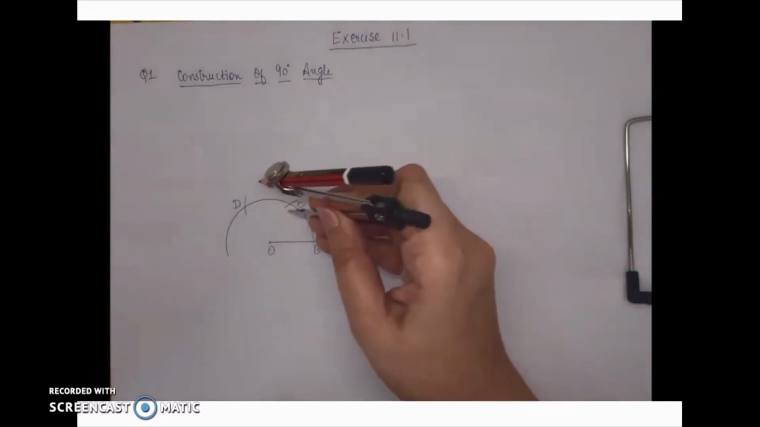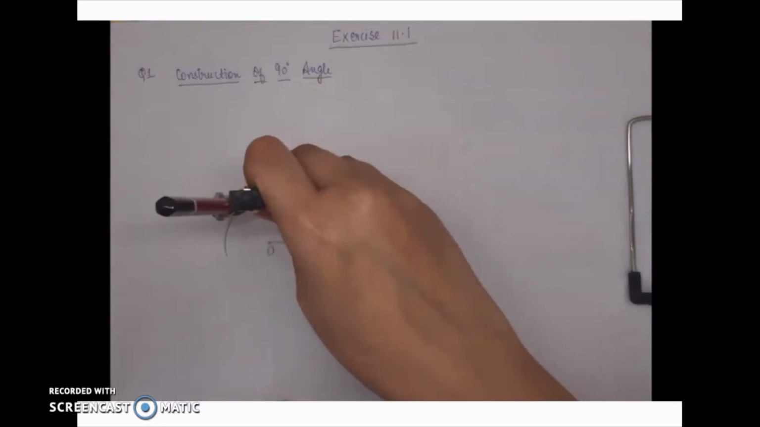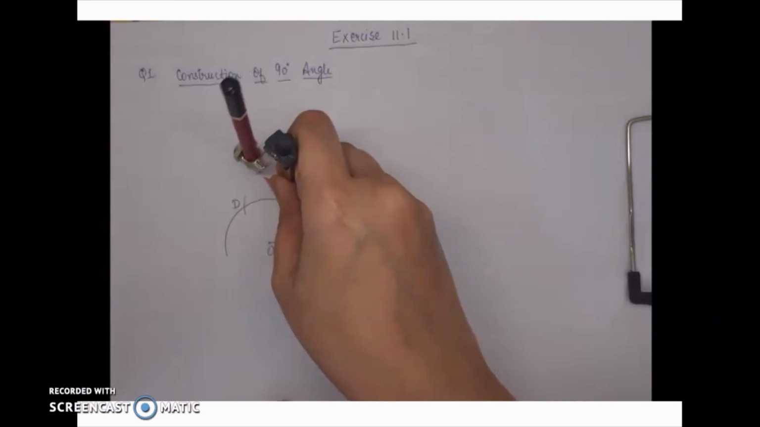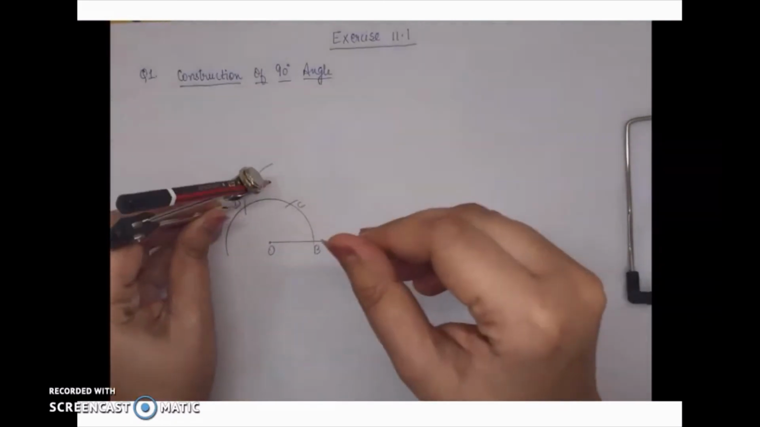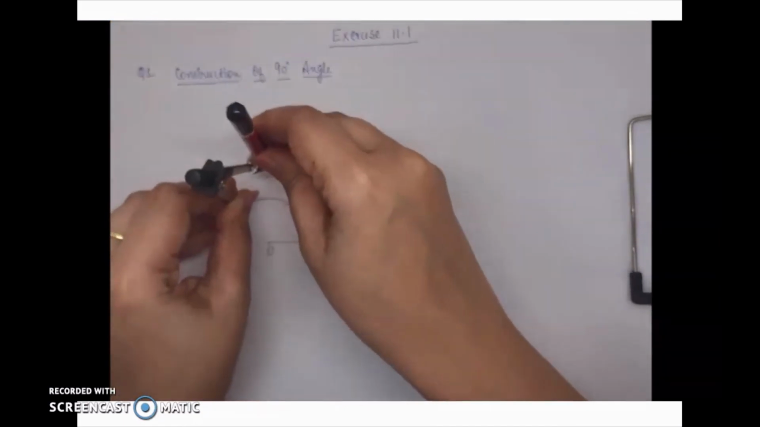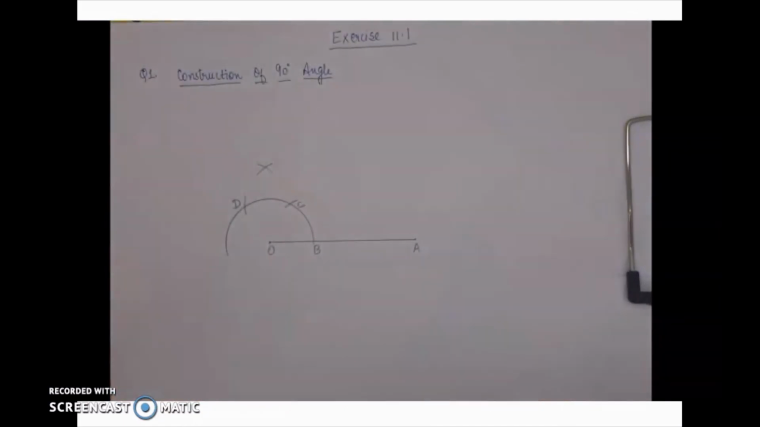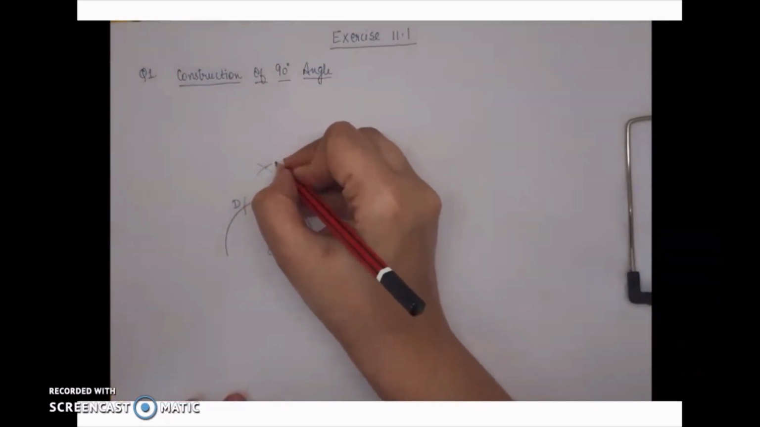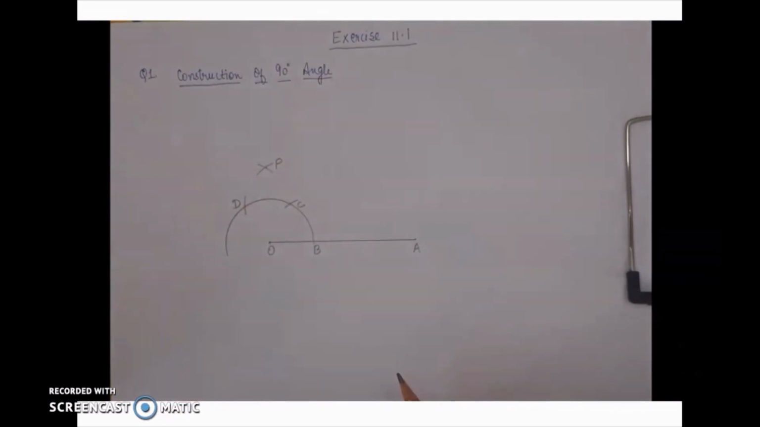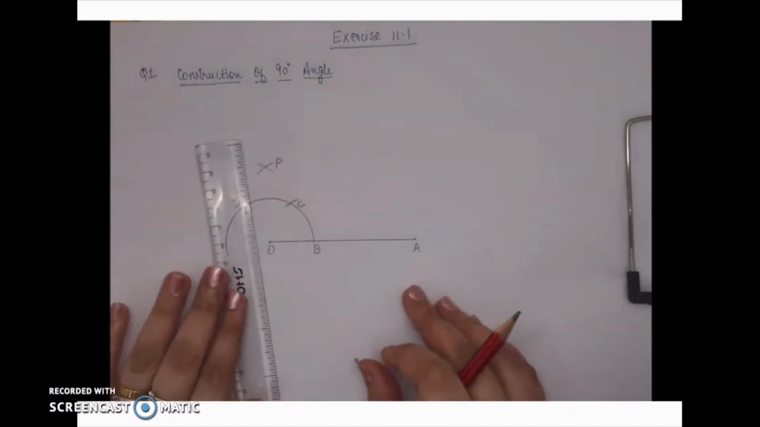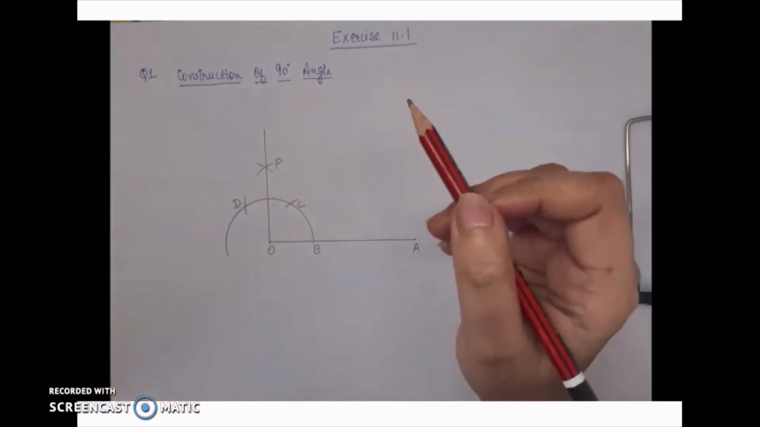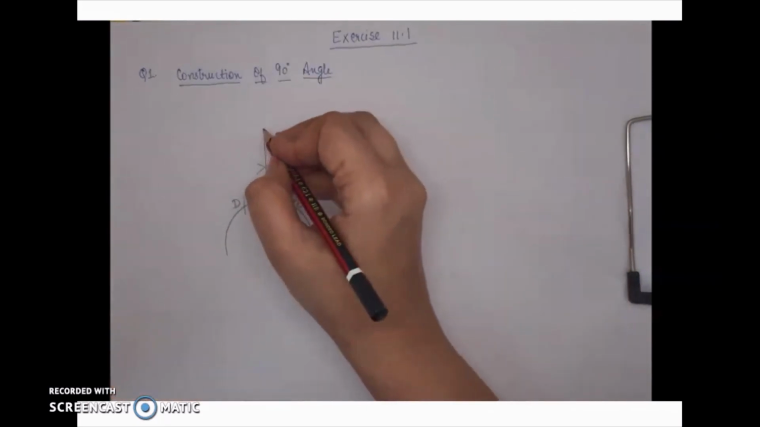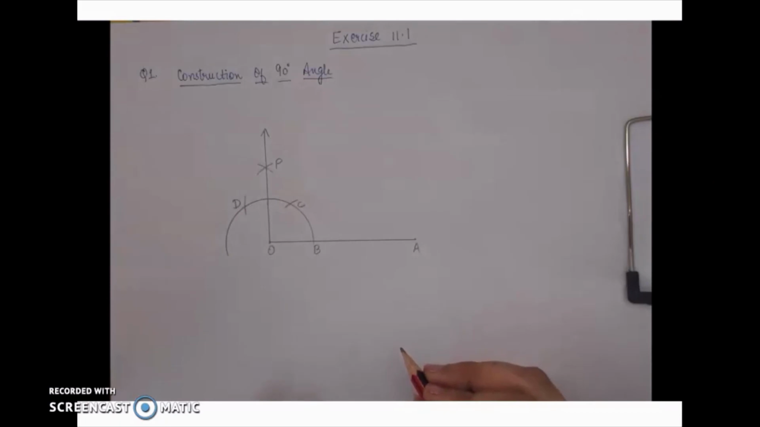Now the next step is to bisect the arc CD. So take C as a center, any radius more than half of CD, draw an arc, then without changing the radius from D, draw another arc. So both the arcs will intersect at the point P. Then when you join OP, you will get 90 degree angle. So angle POA is 90 degree.